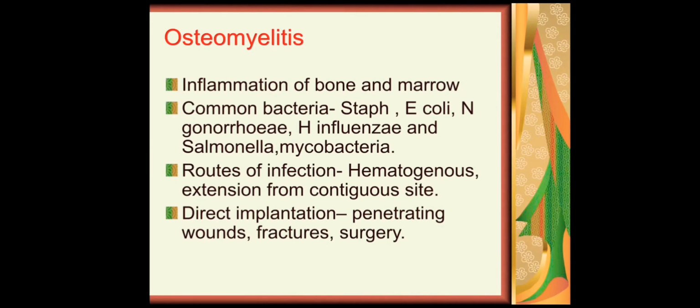Now there are three routes of spread of infection. Either it is hematogenous spread, or extension from a neighboring site, that is a contiguous site, and the third is direct implantation. Direct implantation can be because of any penetrating injuries or wounds or pathological fractures, or it might be implanted as a bacterial focus during surgery, any surgery related to vascular or bone pathology.